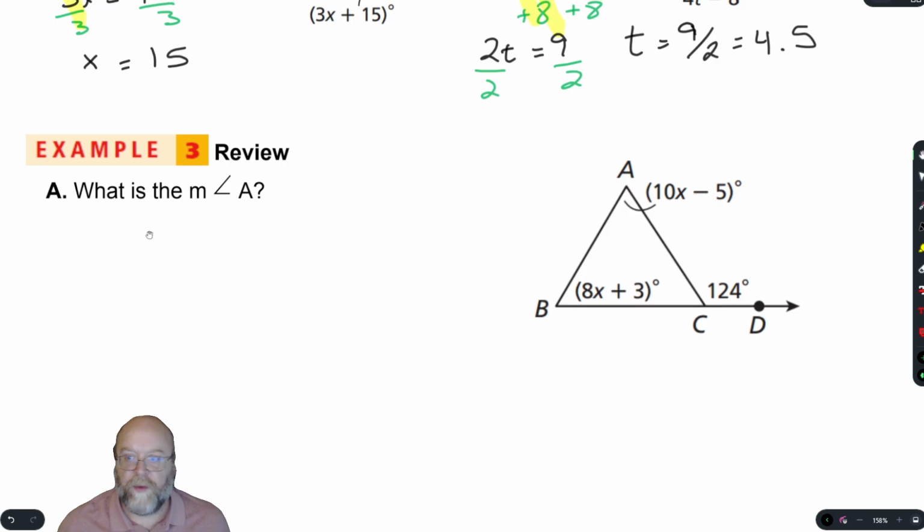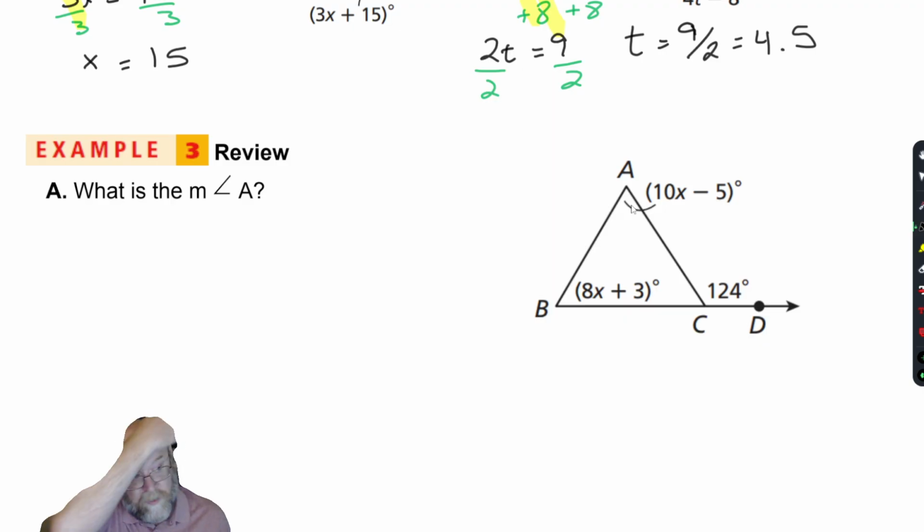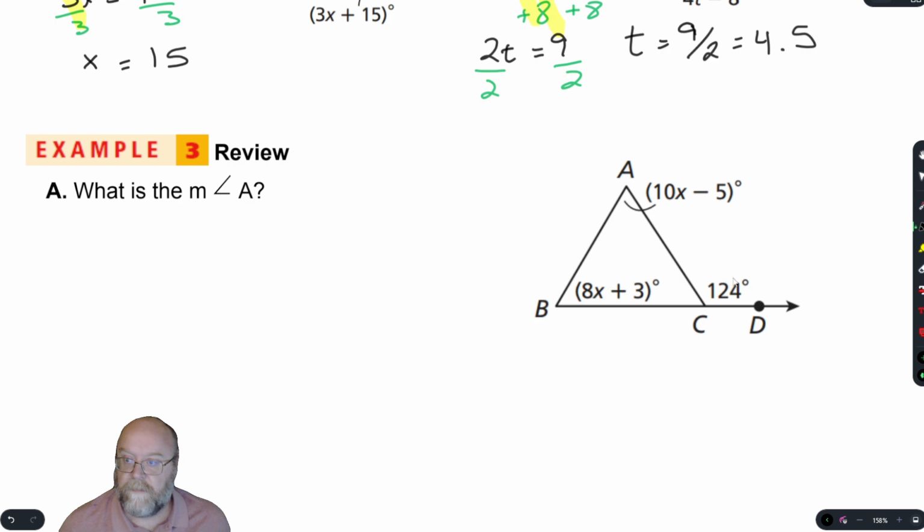Here's a review problem. What's the measurement of angle A? Here's the exterior angle and the remote interior angles. Do you remember this theorem? Basically, this angle plus this angle is equal to the exterior angle. The exterior angle is equal to the sum of the remote interior angles. That's the theorem. So the exterior angle, 124, is equal to the sum of the remote interior angles.